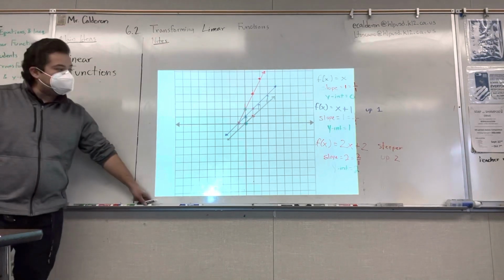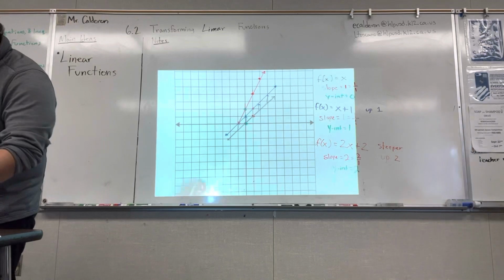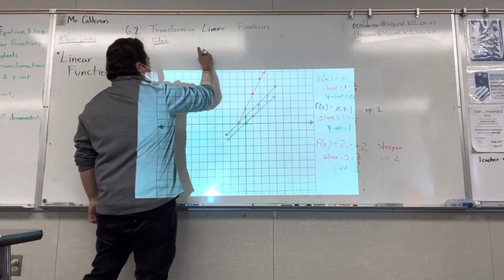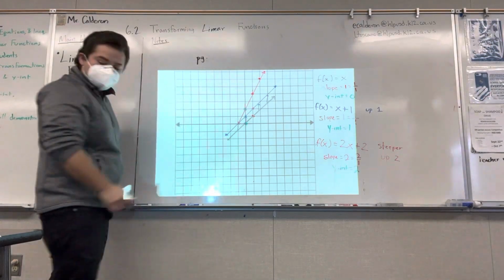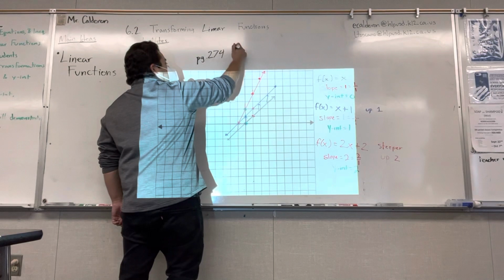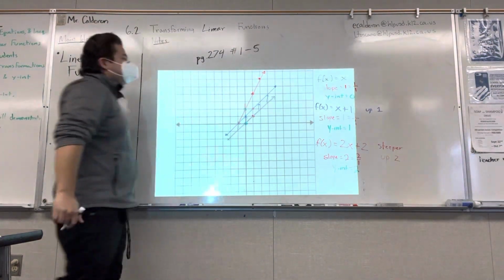So now we're going to have you practice this in your assignment, in your book, I mean. Your assignment is, no, it's actually, we're in the 200s. 274, numbers 1 through 5. Okay?